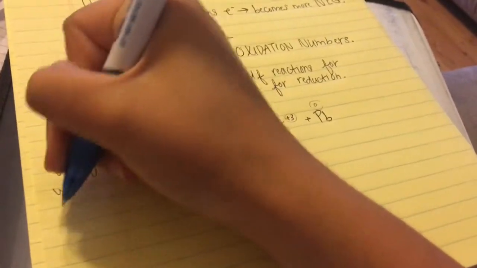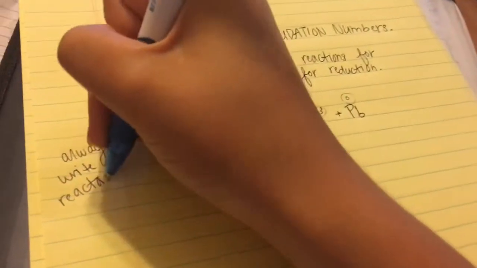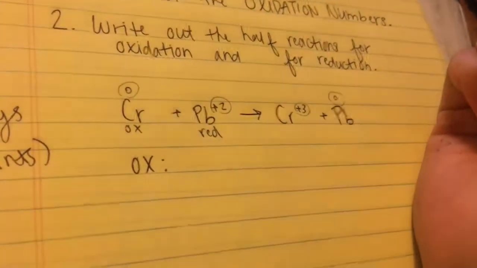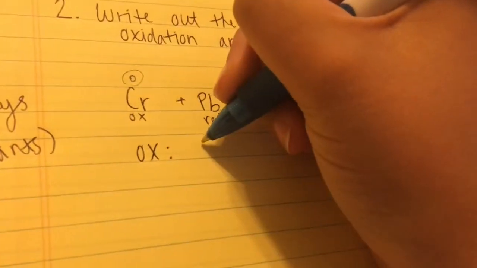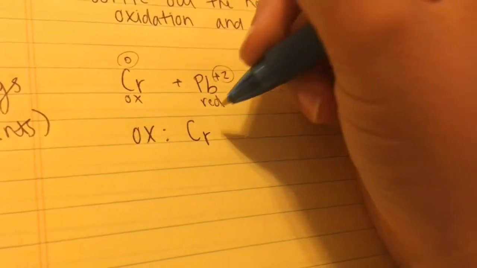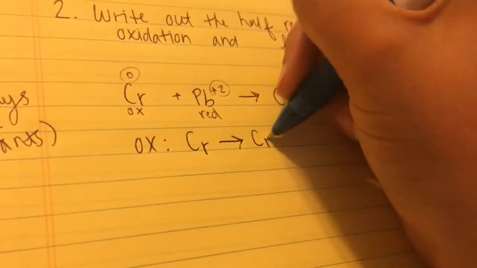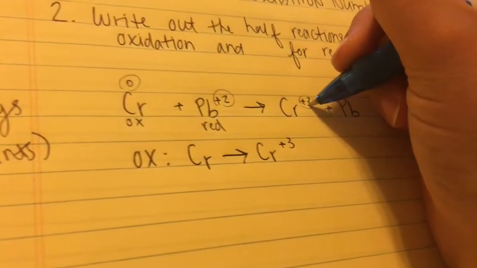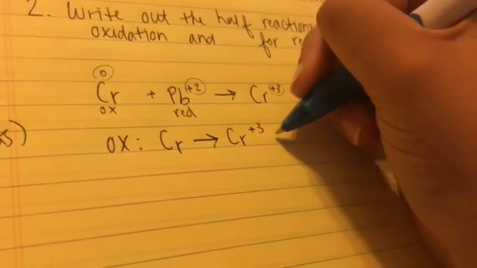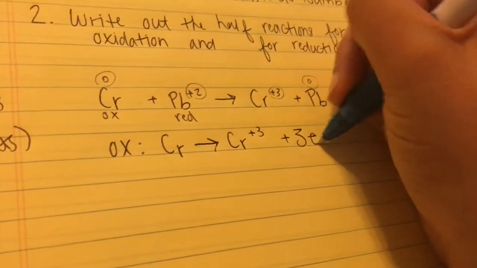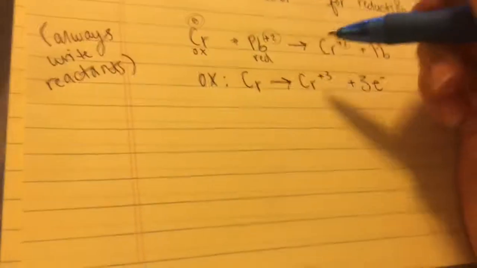Another crucial step is that when writing these half reactions, we must always write the reactants first and then write the arrow and the products, which are on the right side. Now let's begin by writing out the oxidation and the reduction reactions. We've already established that the oxidation is Cr, so let's write out Cr without a charge, arrow, and then Cr +3, which is what it becomes. Since it loses electrons, it gets a +3 charge. So to balance it out, let's add 3 electrons.